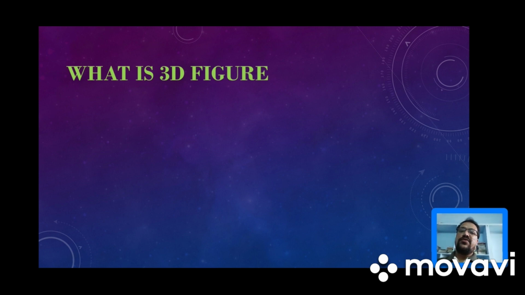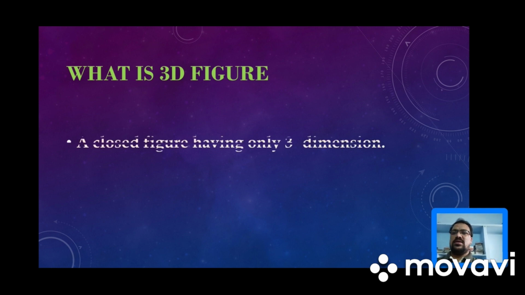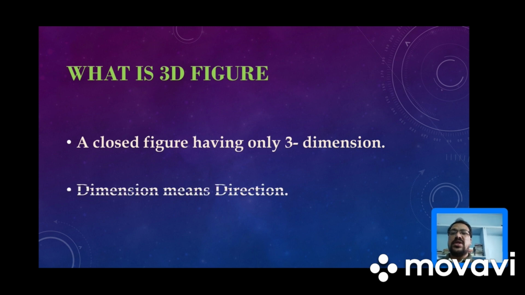What is a 3D figure? Now let us have a look into the 3D figure. Yes, we have covered 2D figure. Now we are going into the 3D figures topic. A closed figure having 3 dimensions. Yes, we know the word dimension. Dimension means direction. So it has 3 directions.